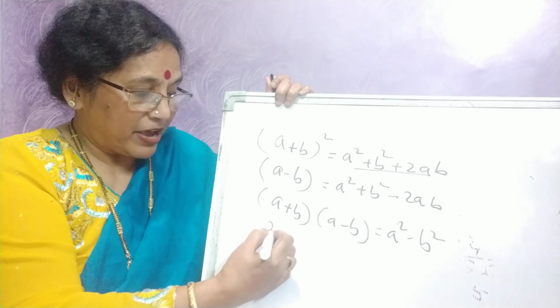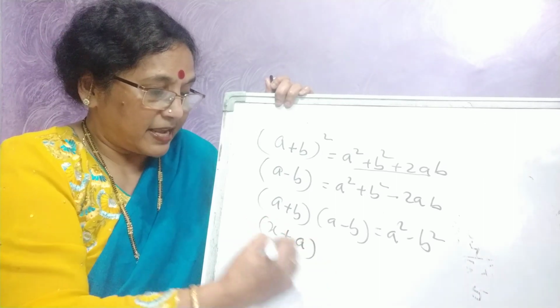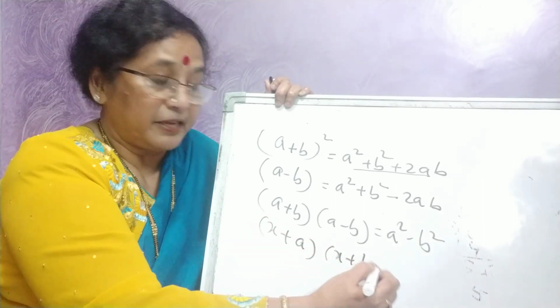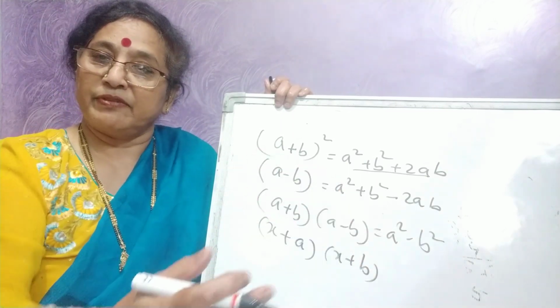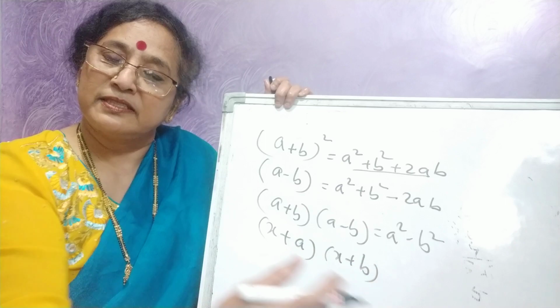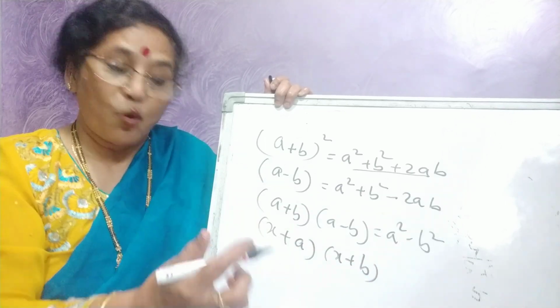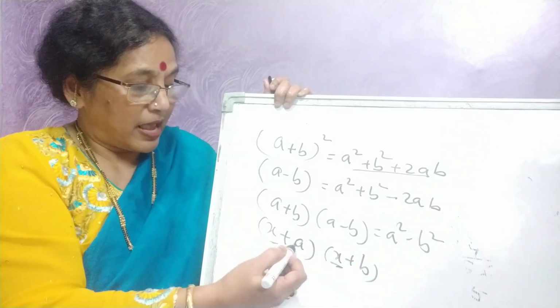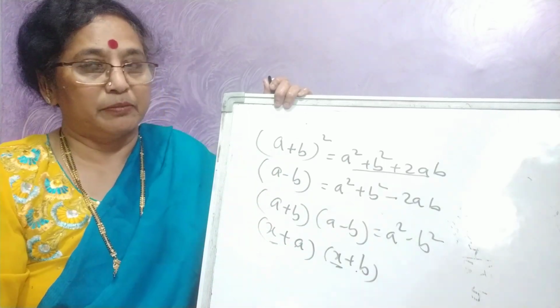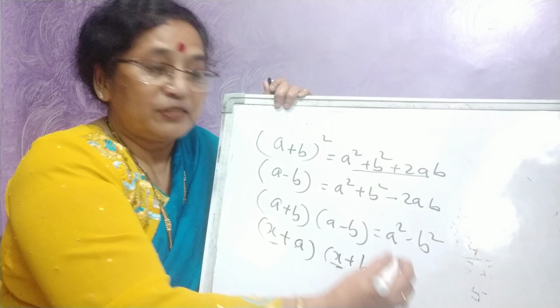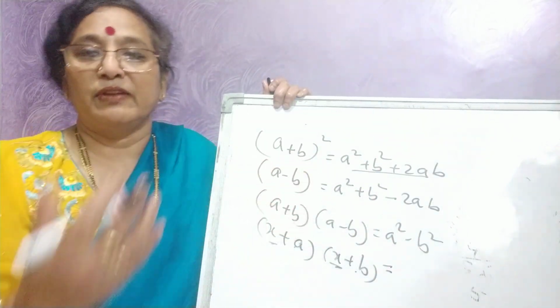And the other one, very important, x plus a and x plus b. It's just like saying a plus 3 into a plus 7. It's just like saying x square minus 7 into x square plus 11. One of them is same and the other two are two unlike terms. It can be numbers, it can be variables. So anyway, when we come to the algebra section, I will explain to you again.